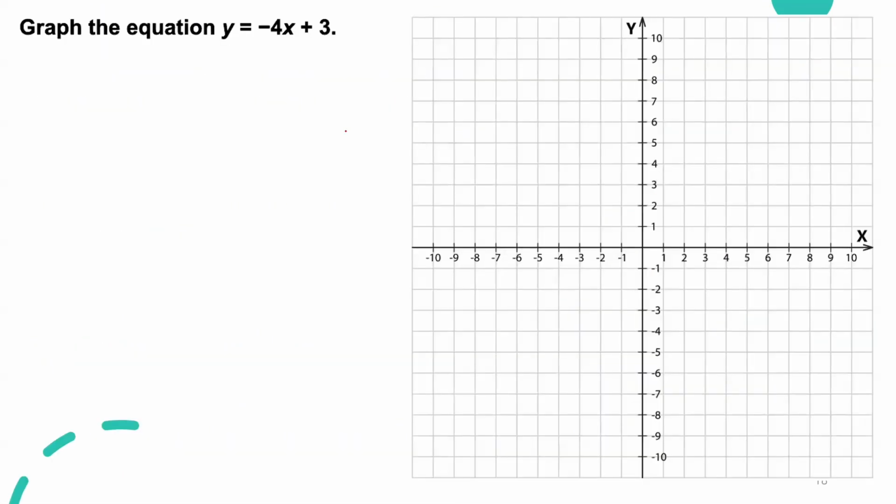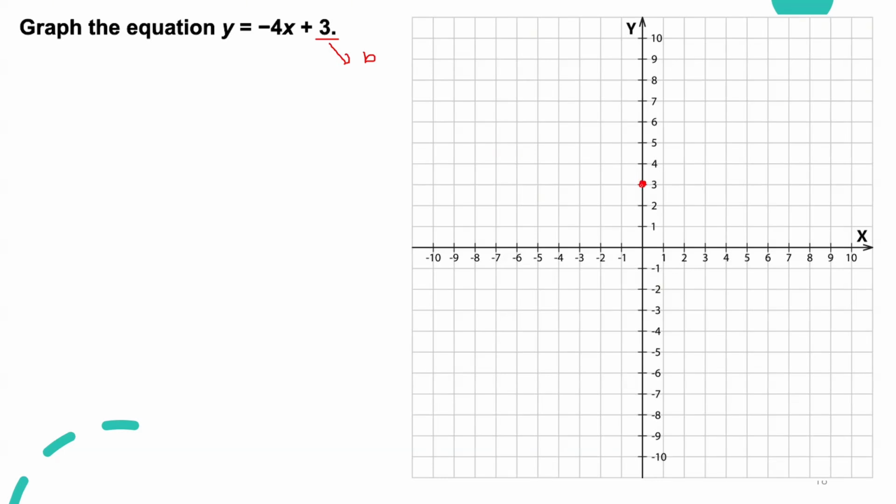We are going to look at another equation when the slope is negative. So again, it says graph the equation y equals negative 4x plus 3. First thing to do is to identify and plot your y-intercept. So my y-intercept again is my constant, which is b. So I need to find positive 3 on my y-axis, which is right here. So remember, the y-intercept is found on the y-axis. All right, so this is positive 3.